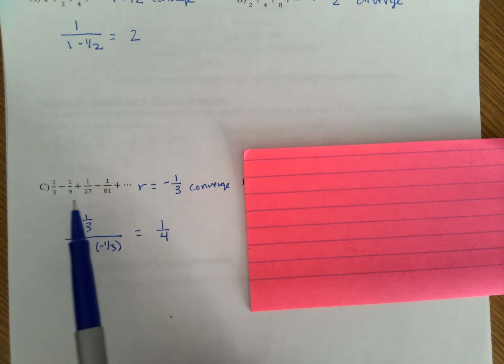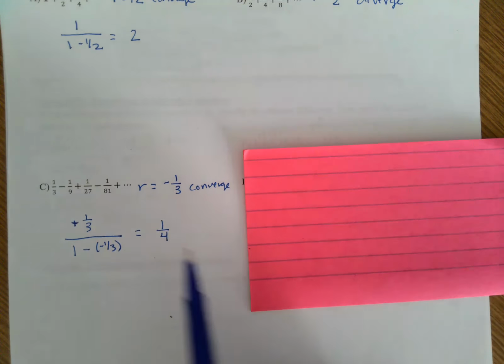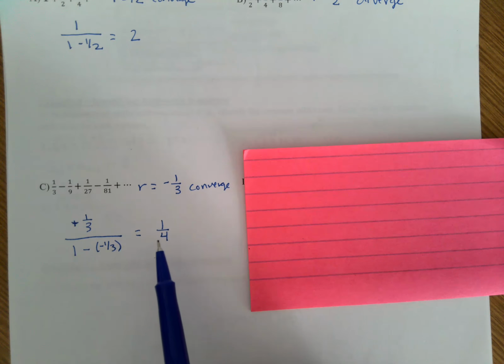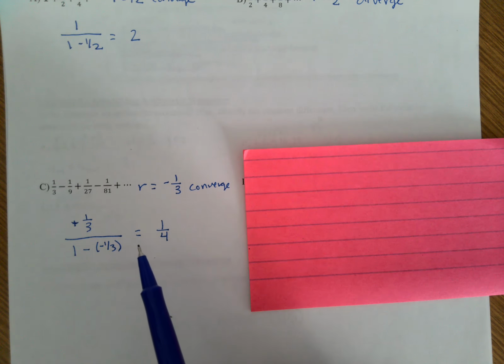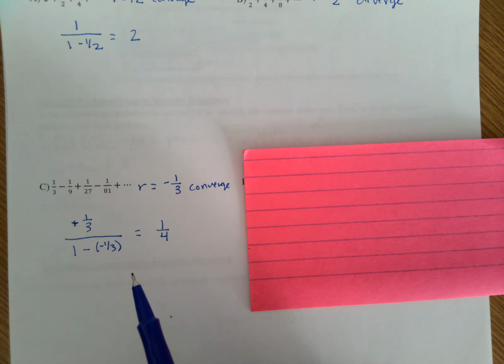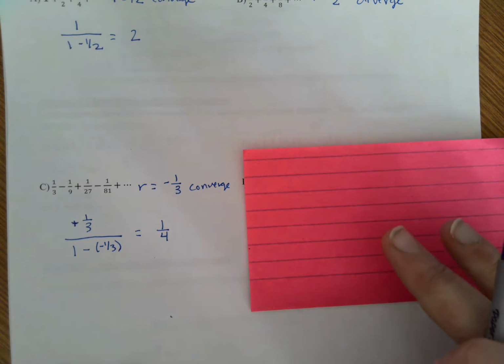So if you were to add all these numbers up to infinity, this would be 0.25. Meaning if I were to do the 1 millionth term, it would be 0.24999999, which rounds to 0.25.